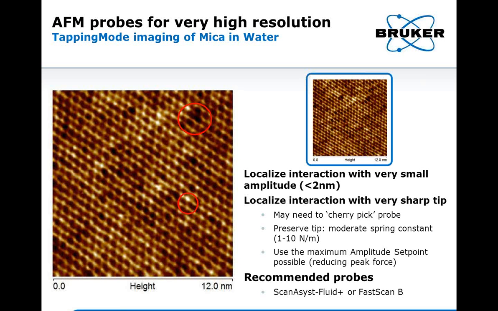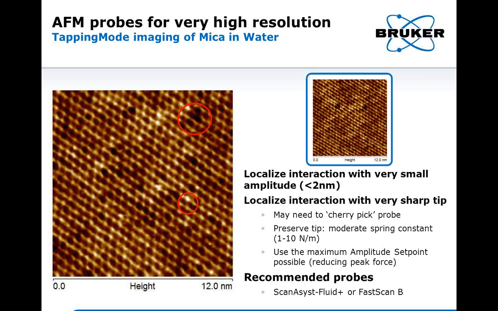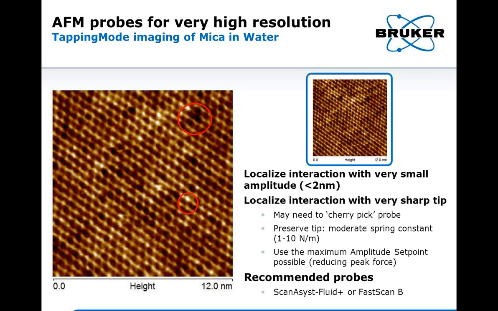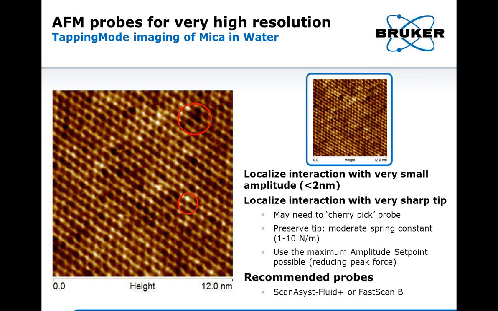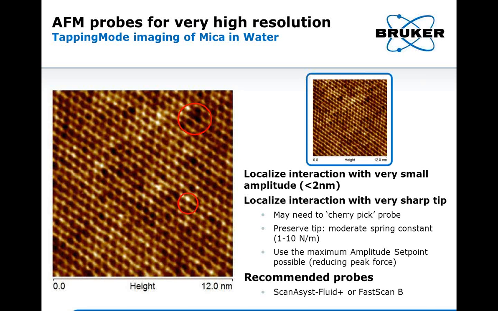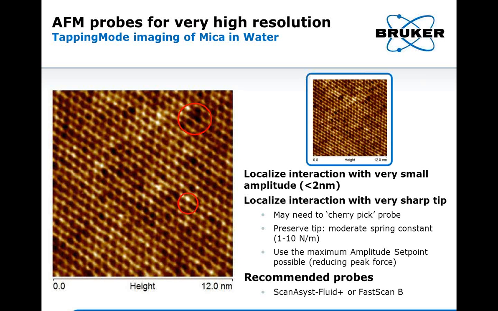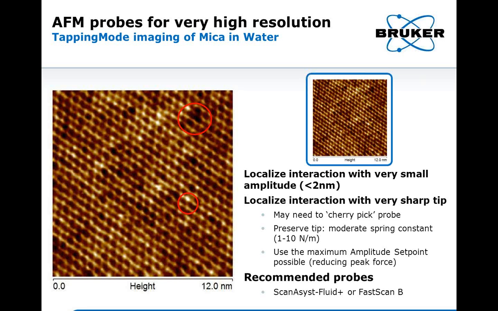Though all AFM probes are sharp, not all AFM probes are sharp enough to achieve this level of atomic resolution. It may take several attempts with different probes to find a probe that is sharp enough to achieve the desired resolution. From an operational point of view, we want to minimize the peak tip sample forces, and we want to localize the tip sample interaction. To do this, we operate with a very low free air amplitude and set the amplitude set point as close as possible to the free air amplitude while still being able to track the sample surface. Probes recommended for this application would be the ScanAssist fluid with a low spring constant of 0.7 newtons per meter, or the Fast Scan B probe with a spring constant of 4 newtons per meter.